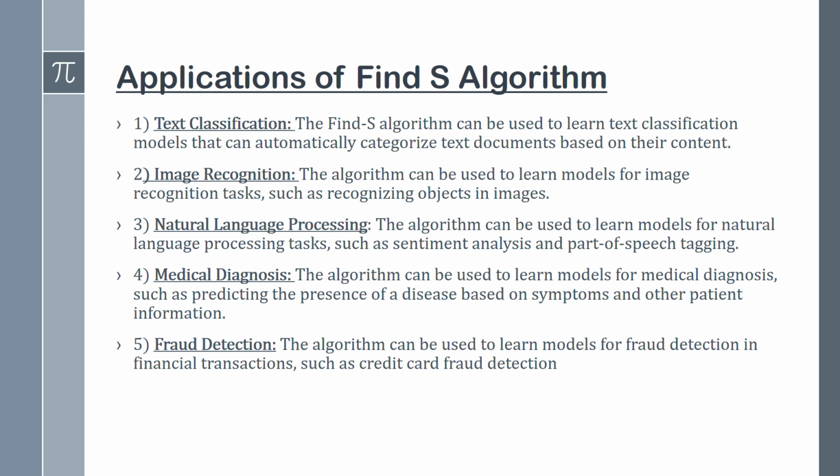Some of the applications: it is used in text classification. The Find-S algorithm can be used in text classification models that automatically categorize text documents based on their content. It is used in image recognition. The algorithm can be used to learn models for image recognition tasks, such as recognizing objects in an image. Natural language processing: the algorithm can be used to learn models for natural language processing tasks. It is used in medical diagnosis. The algorithm can be used to learn models for medical diagnosis, such as predicting the presence of disease based on the symptoms and other patient information.